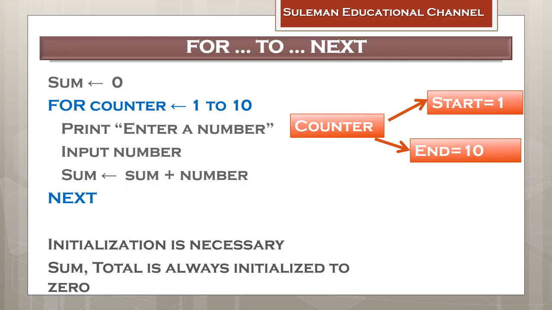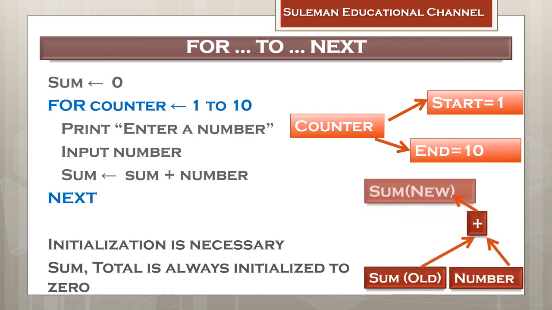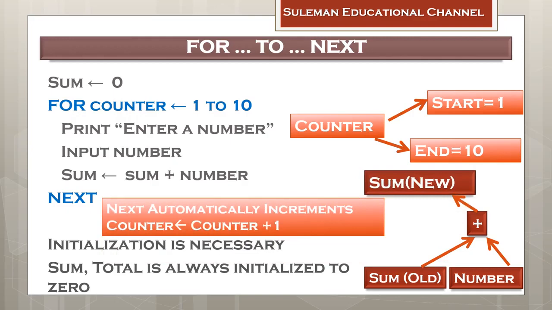The fifth line, sum assignment operator sum plus number. Over here, the new value of sum is calculated by adding the old value of sum with the value of number. And the last line is the next. In this line, the value of counter is automatically incremented. It will also guide the program to move back to line 3 and repeat the process until the value of the counter is 10.